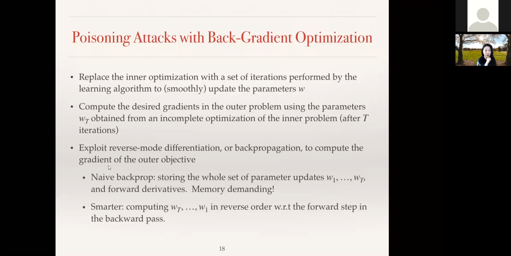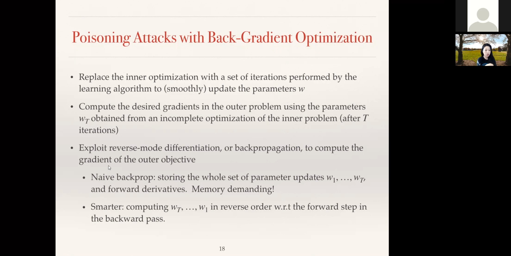I'll just pause a little bit here so that people understand what's going on. In the next slide, I'll have a more detailed description of this, but first let's just digest this from a high-level perspective. What this paper says is that this is very memory demanding.